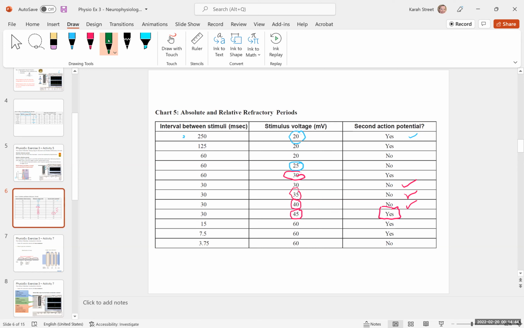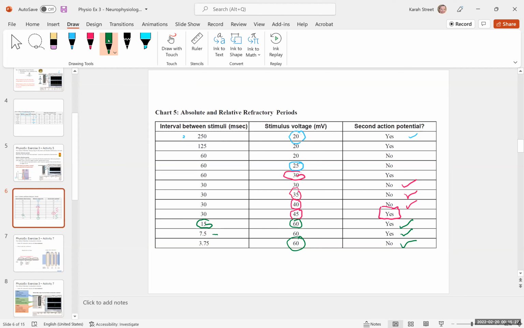Being gluttons for punishment, we decreased the time in half again to 15 milliseconds. And we knew, well, we probably need to increase the voltage. Let's just cut to the chase. So we increased it to 60 millivolts. And it turns out that was enough to get a second action potential. We cut the time down in half again to 7.5 milliseconds. We kept our voltage of 60. It still was enough to get an action potential. Then we cut the time in half again, keeping our voltage at 60, and we lost the second action potential.